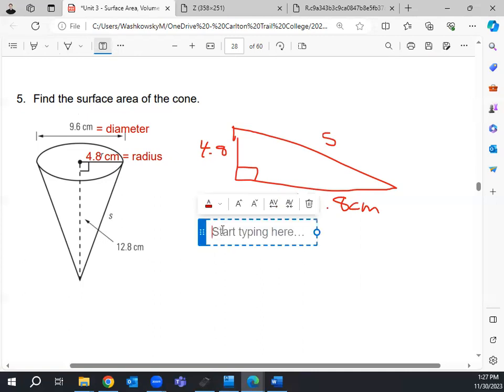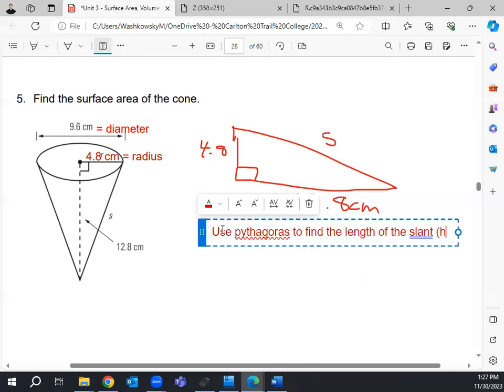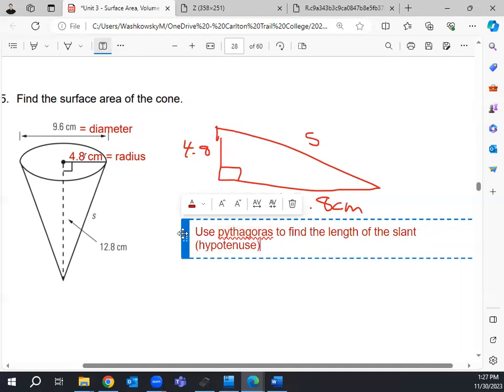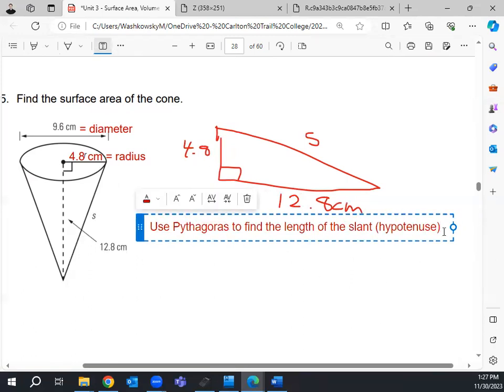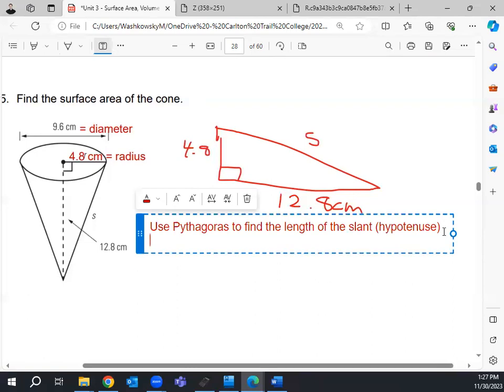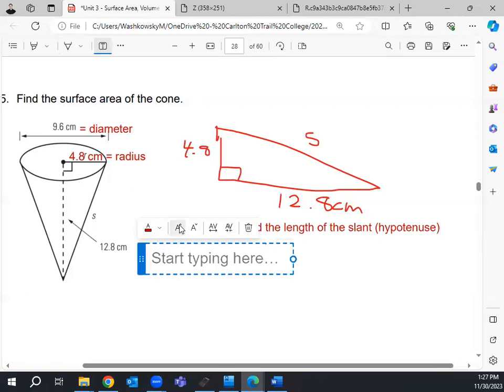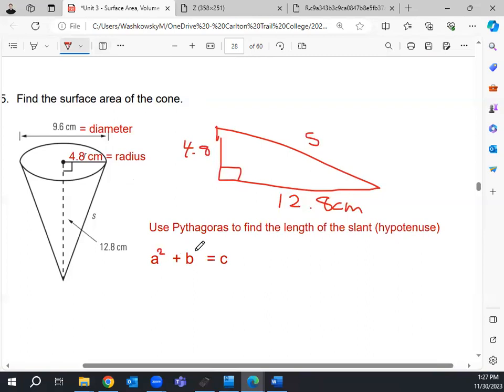Yeah. So I need to use, and I'm just writing a note here, this is an example, right? Use Pythagoras to find the length of the slant, which is also the hypotenuse. So this is what I'm doing. I'm writing this note, you're writing this note for your future self. Pythagoras is A squared plus B squared equals C squared. This is what we learned in Unit 1.